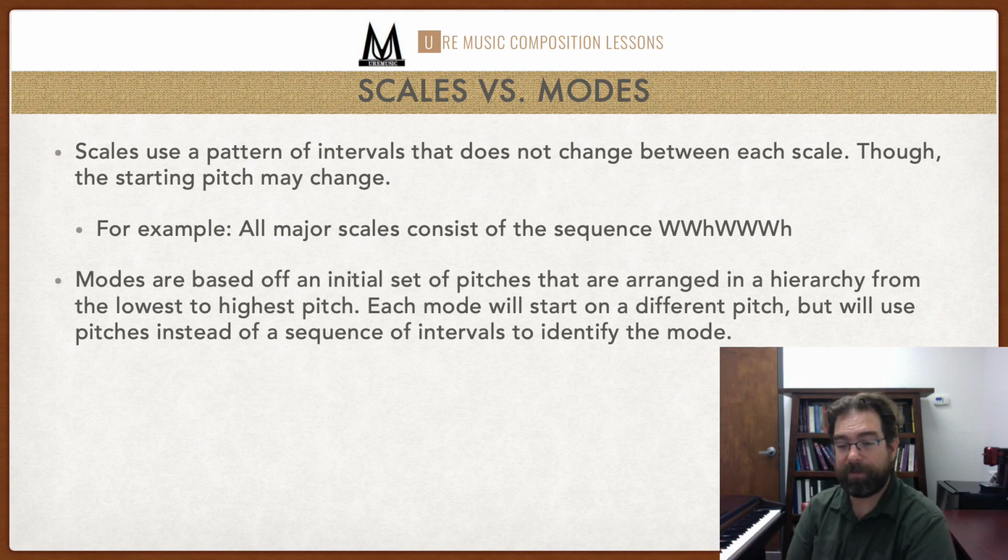Modes are different. They're based off the initial set of pitches. So you could have a mode of C major. So if I was in C major, I would play the pattern of half steps and whole steps that made it sound like C major. If I wanted to play a mode of C major, so let's say I wanted to start on the second scale degree, so I start on D, all I would do is use the same pitches from the C major scale, but I'd play it on D. So here's what D sounds like if we play this as a mode.